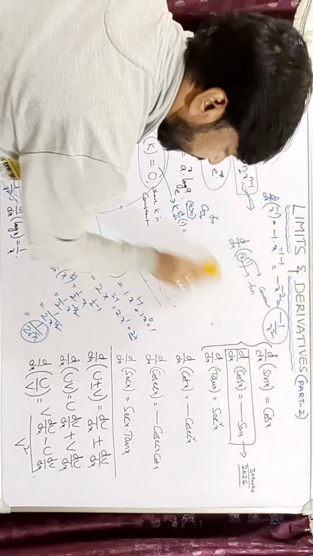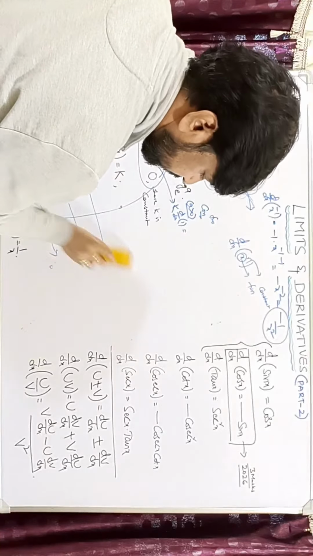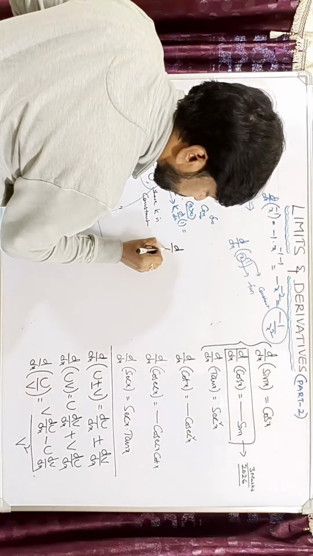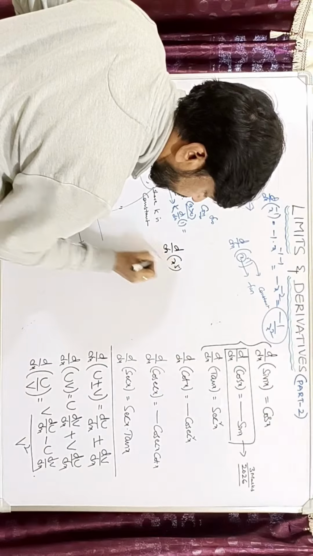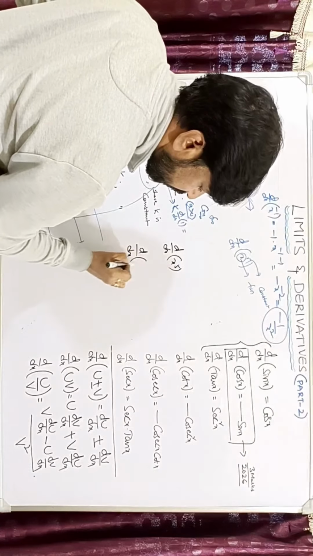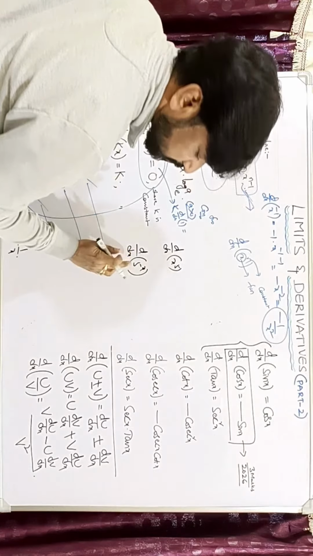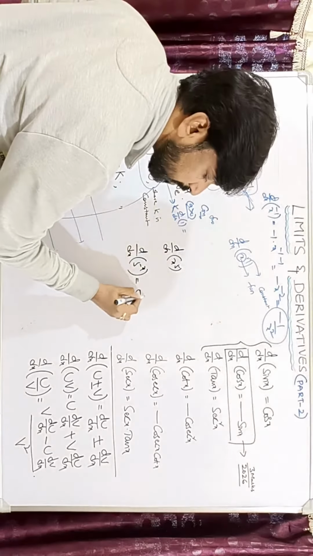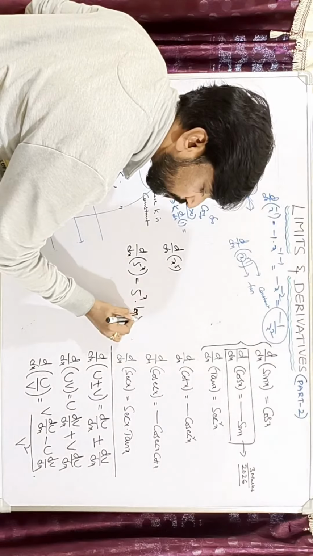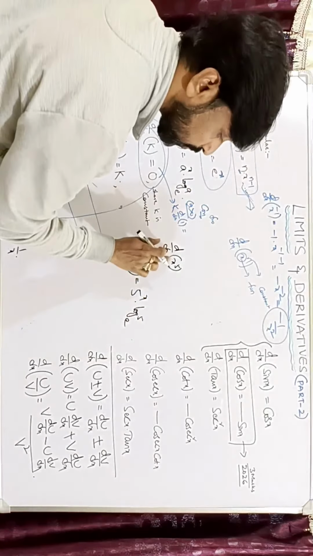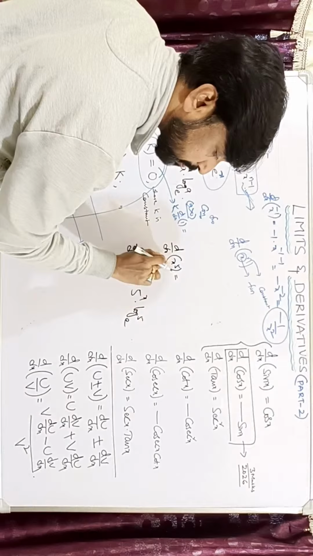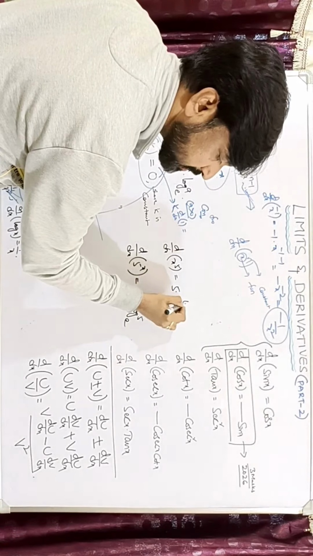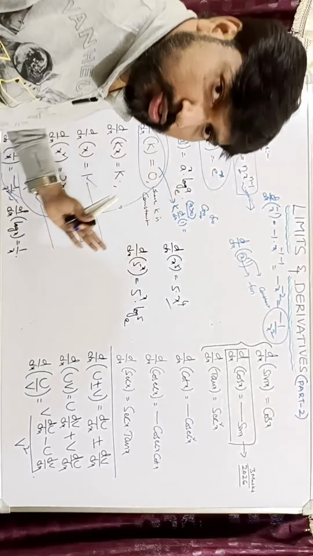Look once. X power 5 and 5 power x. Difference between d by dx of x power 5 and d by dx of 5 power x. 5 power x means constant power function, this format. So what do you write? 5 power x into log 5 base e. That's all. Function power constant, x power 5, this format: 5 into x power 5 minus 1, which is 4. That's all. Hope you understood the difference.